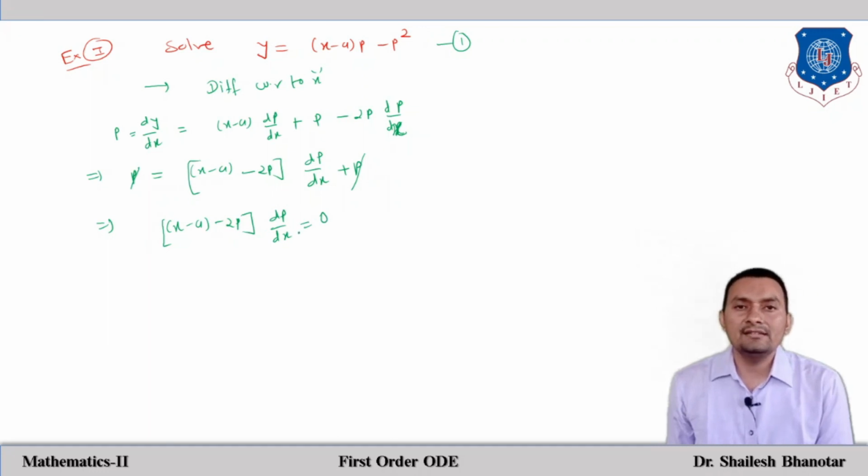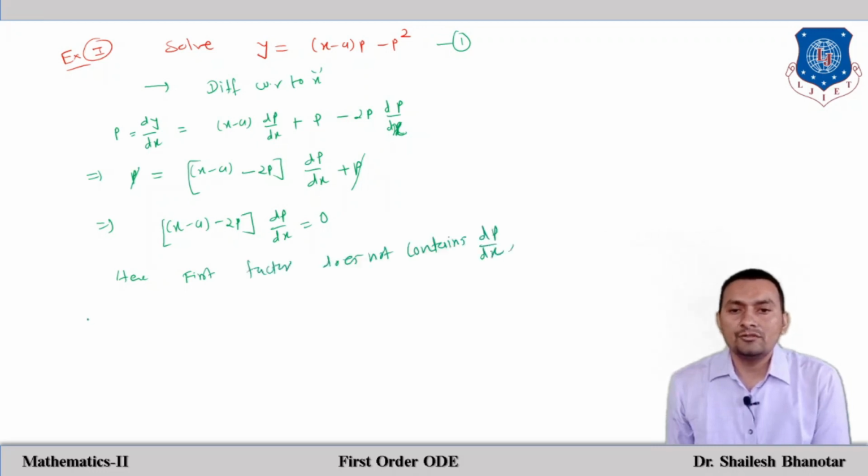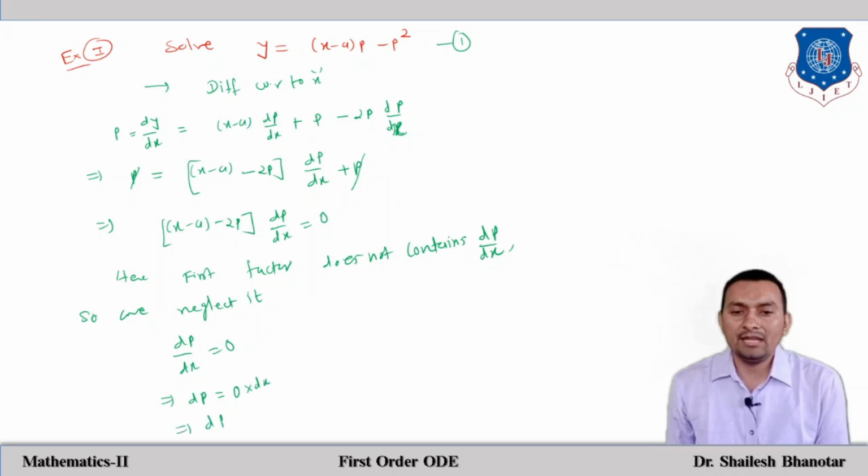But already we have discussed that whenever the factors do not contain dp by dx, then we are going to eliminate that factor because it gives the singular solution. So here the first factor does not contain dp by dx, so we neglect it. So we have dp by dx is equal to 0. So dp is equal to 0 into dx, so dp is equal to 0. From this we can say p is equal to c after integrating.